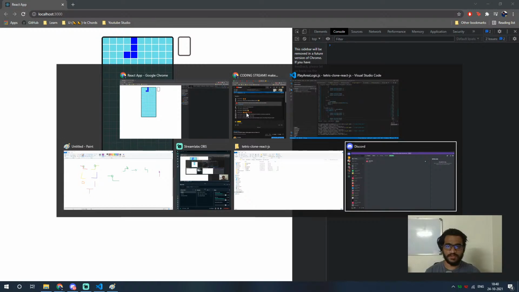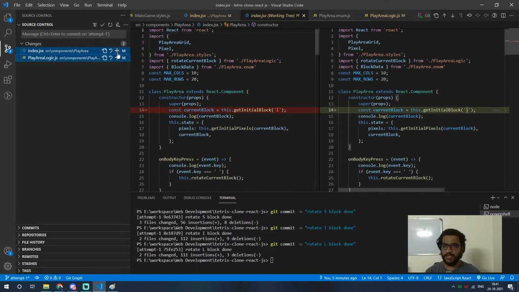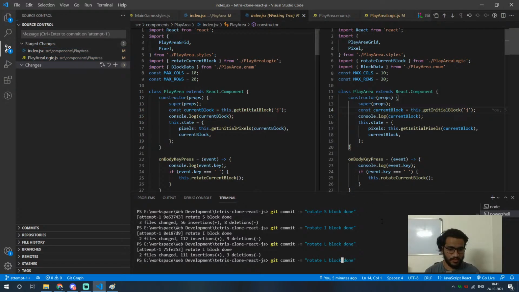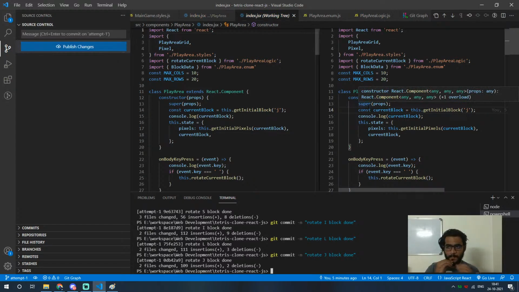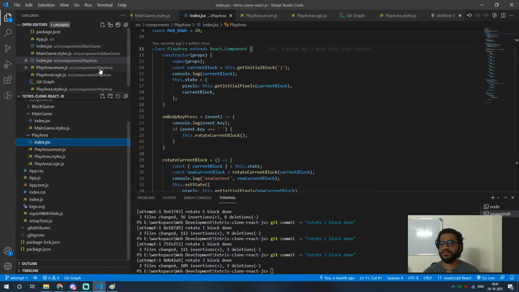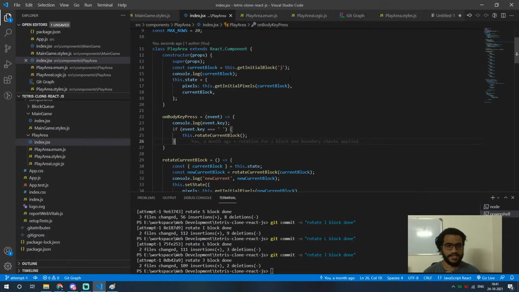Now let's work on the last rotation, that is for the T block. Okay, let me just commit this one first. J block rotation done. Okay, so let's continue with the T block.